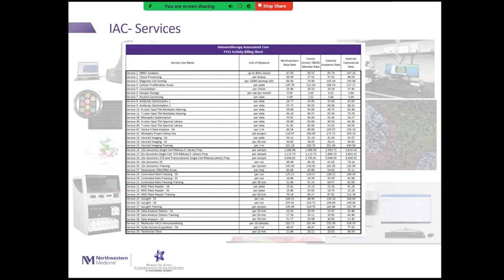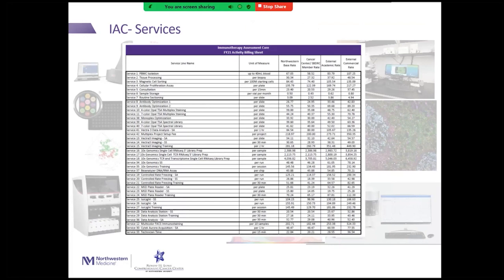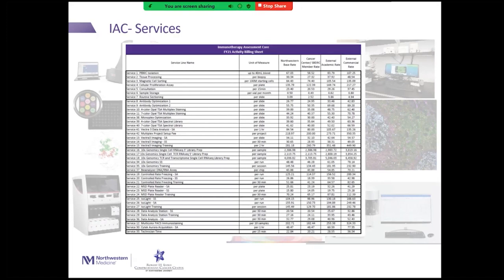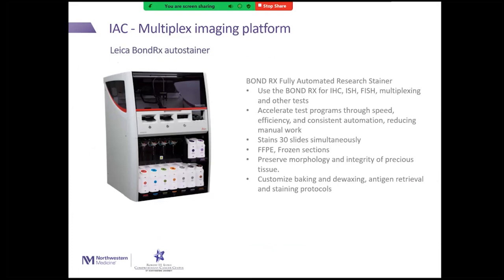An overview of the services that are provided by the core. So far, we provide 55 different kinds of services that range from self-service and staff-assisted. You can go to our website and find the rates for those. If you are a Northwestern user, you can get a base rate. If your PI is a cancer center member or SBDRC member, you can get a discounted rate. And we do provide services to external academic or commercial people also.